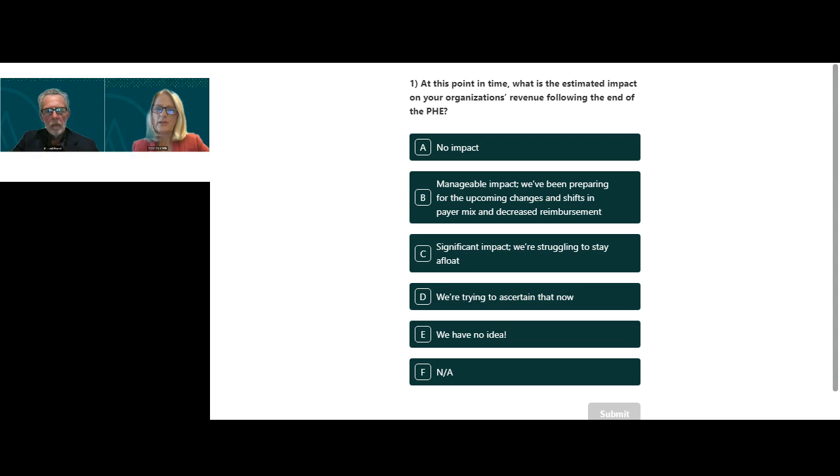Okay, so at this point in time, what's the estimated impact on your organization's revenue following the end of the PHE? Some of you may be pretty deep into assessing that, and others maybe have some assessment to do on that front, or you may have no idea.